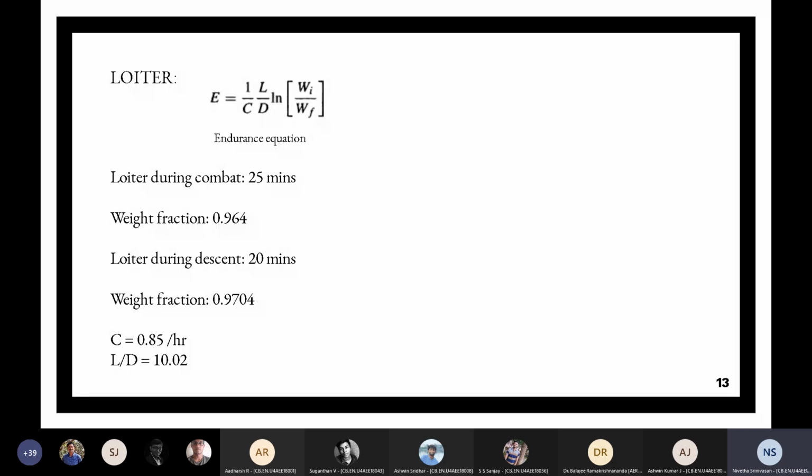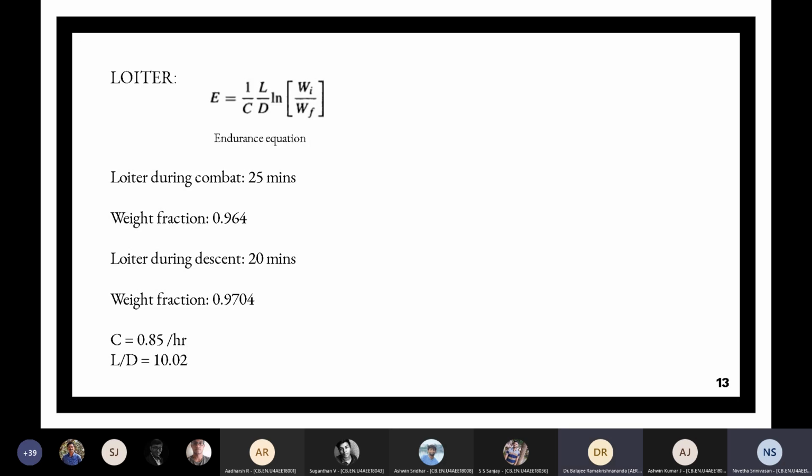After this is the loiter in segments 5 to 6. For the first loiter, which is before combat, we've given about 25 minutes, and we found the weight fraction to be 0.964. The second loiter comes during descent, which is some allowable time before landing. So the first one is loiter before combat, which goes on for 25 minutes. The one before landing is for 20 minutes. And these are the different weight fractions given for that.